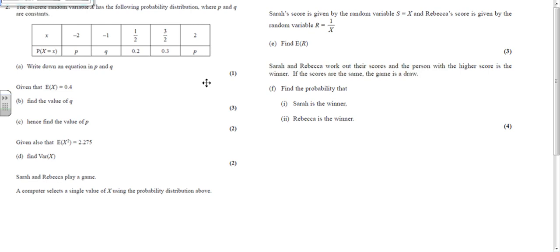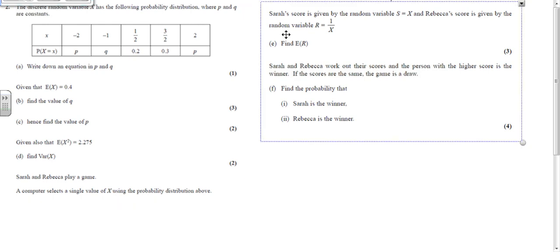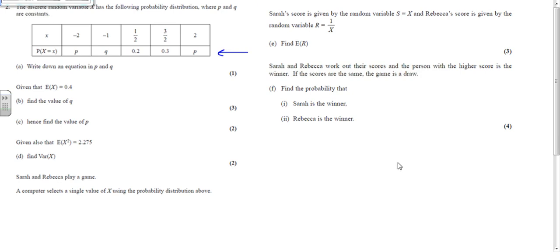Okay, so the next topic that we're doing is looking at discrete random variables. This was a 2016 question on discrete random variables. And a discrete random variable usually comes in a table. So if you have a look at this table here, we should know that the bottom always adds up to 1. So the probabilities always add up to 1. And we'll get on to do the other bits and pieces as well.